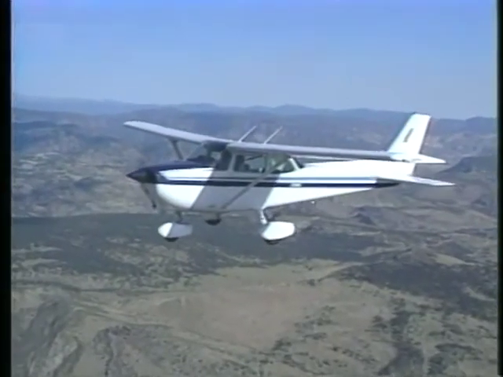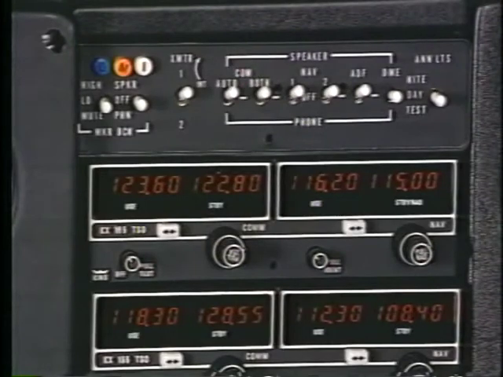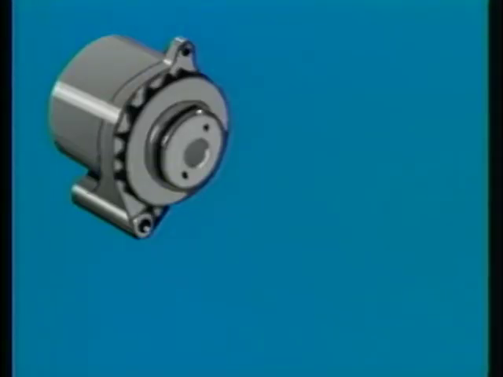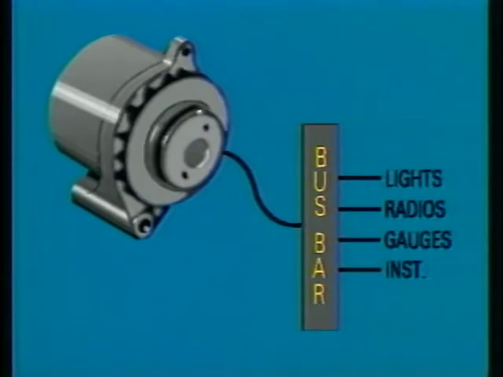Now let's turn our attention to how the airplane's electrical system provides the power to run the avionics and electrical equipment. Most modern airplanes derive electrical energy from an engine-driven alternator, which produces alternating current and converts it to direct current. The direct current is then delivered to a bus bar, which distributes the power to the various electrical equipment.